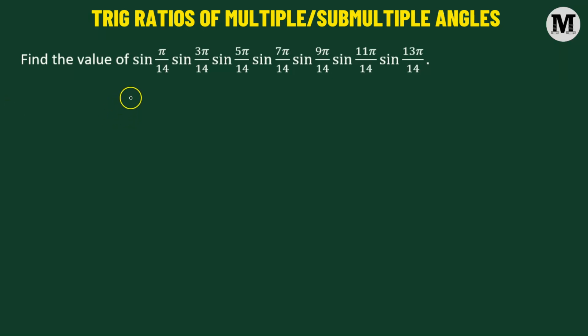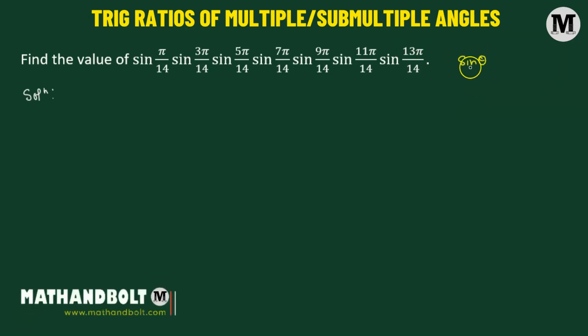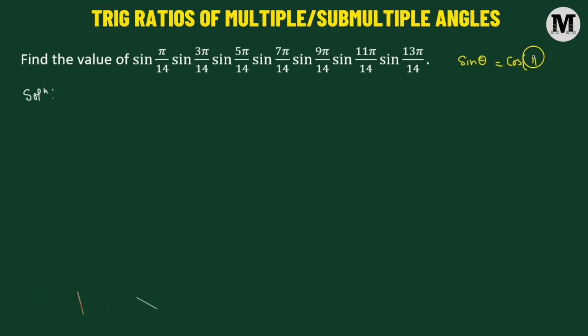We need to find out the value of the given trigonometric expression. So let us begin. Now here we have 1, 2, 3, 4, 5, 6, 7, a total of 7 sine functions multiplied to each other. What we'll do here, we'll convert each of the sine functions to its corresponding cosine function, because we know for a fact that whenever we have, let's say, sine of angle theta, then we can convert to its cosine equivalent by considering cosine of pi over 2 minus theta.